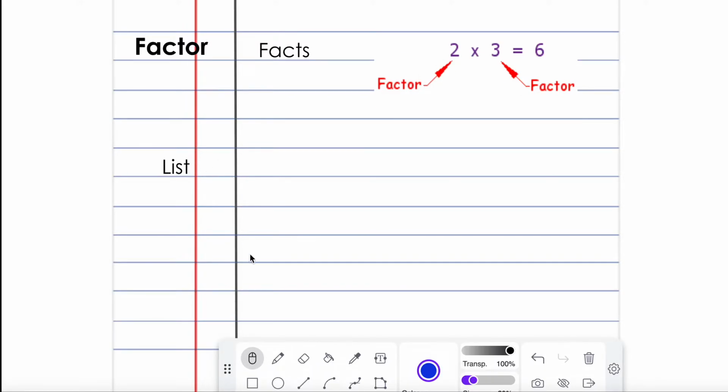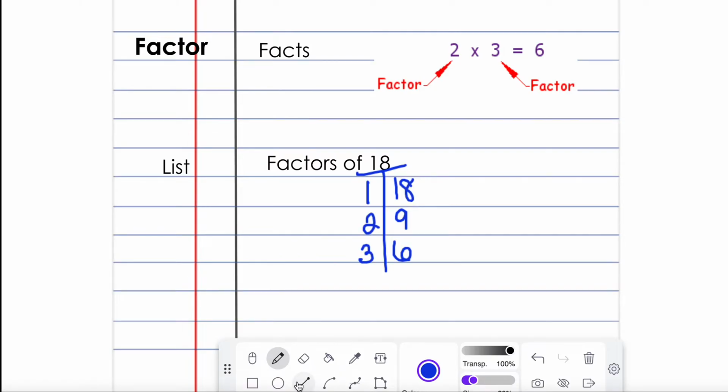So we're going to make a list today. So let's list the factors of 18. You can do it however you want. I just like to make a T-chart. Go list me the factors of 18. All right, we have 1 and 18, 2 and 9, 3 and 6.